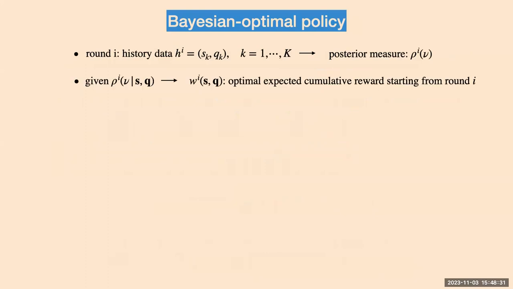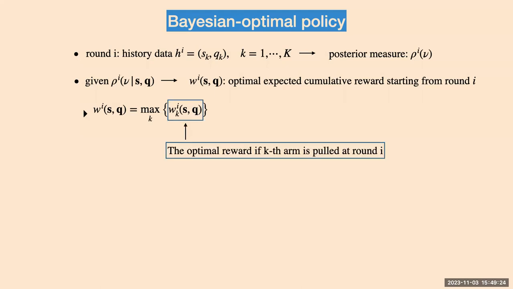Okay. So let's recall the setting of the Bayesian optimal policy. At each round i, we have history data represented by two quantities, S and Q. Based on this history data, we generate a posterior measure rho on the environment, the unknown parameter mu. Given this posterior measure, what the Bayesian policy does is calculate this omega_i based on your history data S, Q. This omega_i is the optimal expected cumulative reward starting from round i, until the terminal round N. And this omega_i(S, Q) is the maximum over k of omega_i^k. So this omega_i^k is the optimal reward if the k-th arm is pulled at this round.